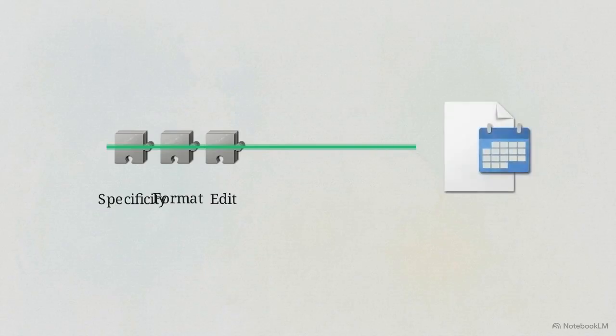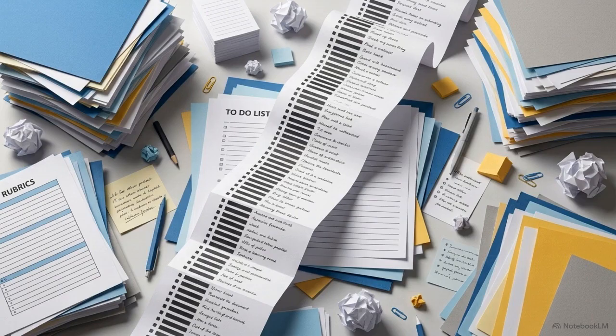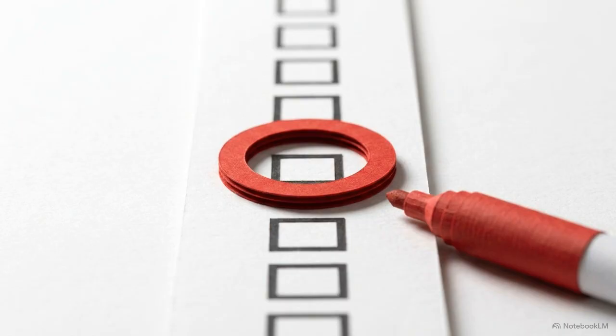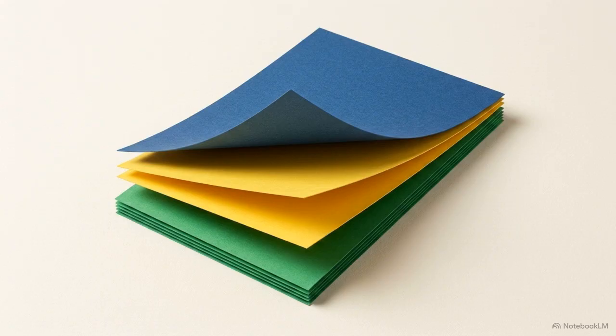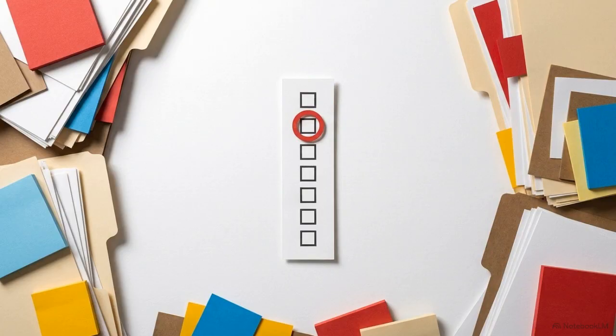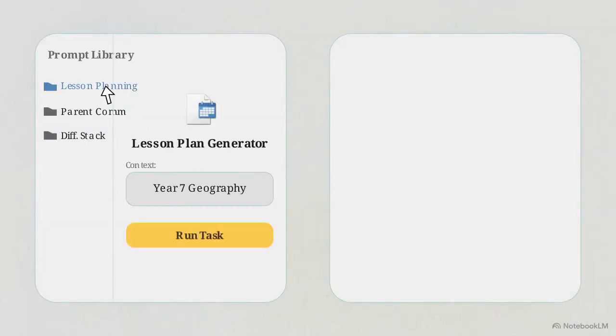Your next step is to look at your to-do list for this weekend and select exactly one task. Choose either a lesson plan, a parent email, or a differentiated worksheet. Abandon the rest of the list for now. Open the relevant tool in the prompt library and run that single task. Actively compare the time it takes against how long that specific job usually takes you.